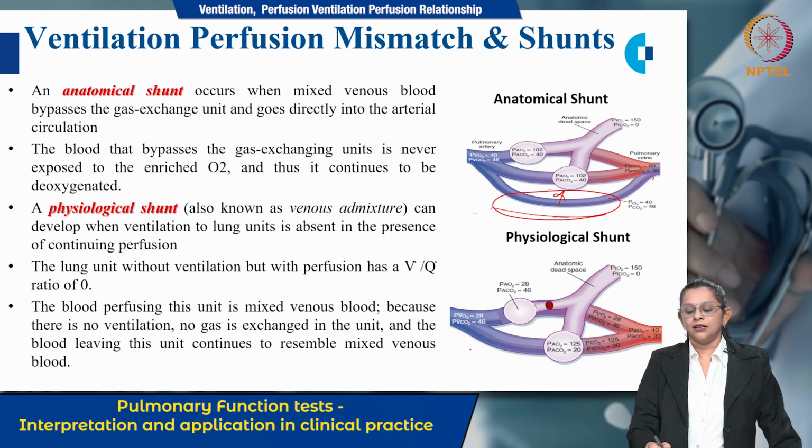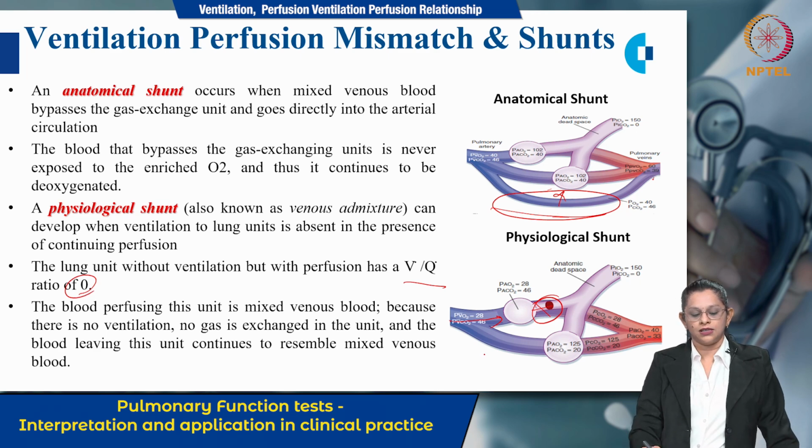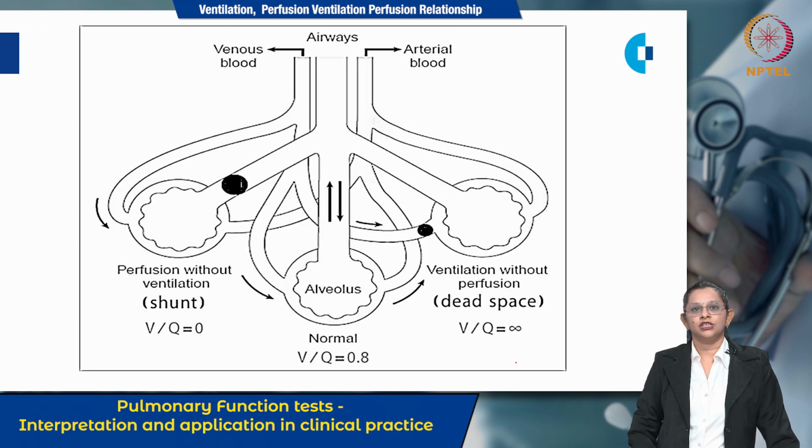Whereas in a physiological shunt, there is pulmonary blood flow to the alveoli, but there is no alveolar ventilation. It could be due to an obstruction in the flow of air into the alveoli, could be a tumor or a foreign body, etc. So, the lung has perfusion but no ventilation, that is the VA/Q ratio is 0. Here the blood perfusing this unit mixes with the venous blood, and because there is no ventilation, there is no gas exchange, and the blood leaving this unit remains deoxygenated like mixed venous blood. So, these are the two types of shunts, anatomical shunt and physiological shunt.